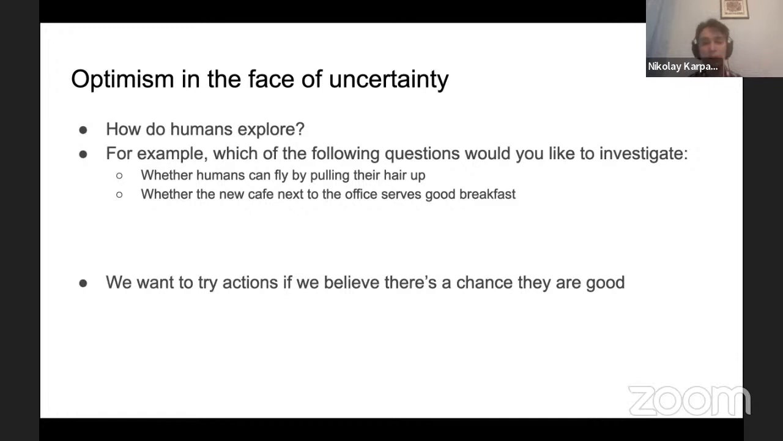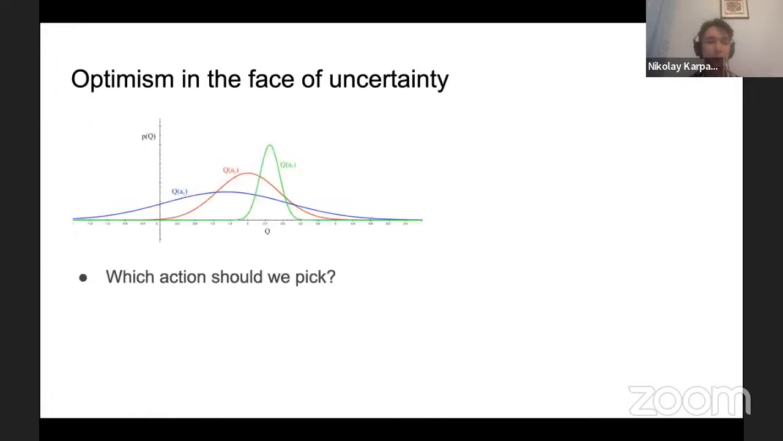And the second one seems more realistic, and typically we expect that it is possible, and there is a decent chance that exploring this question would lead to some good outcomes for us. So we want to try actions if we believe there is a chance they are good. How do we measure this chance of goodness? How do we measure how much we believe in these actions?